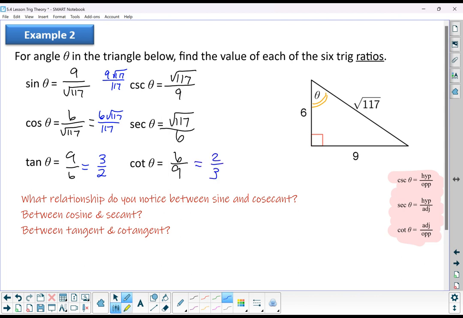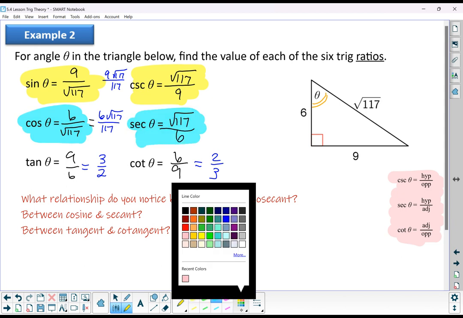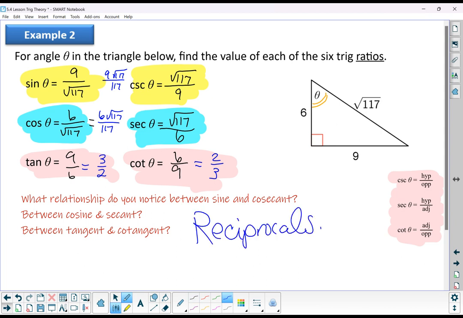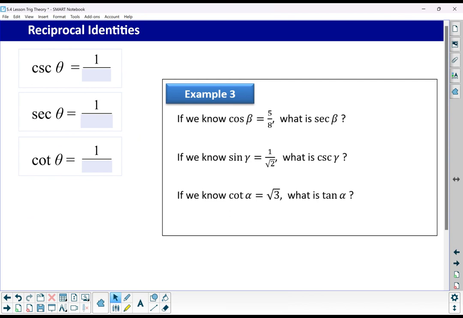I want to know, what relationship do you notice between the sine and the cosecant? What relationship do you notice between cosine and secant? And what relationship do you notice between tangent and cotangent? Hopefully what you notice is that they are reciprocals of each other. So here are our reciprocal identities. Cosecant of theta is 1 over the sine of theta, which is another way of saying reciprocal. Secant of theta is 1 over the cosine of theta, and cotangent of theta is 1 over the tangent of theta.